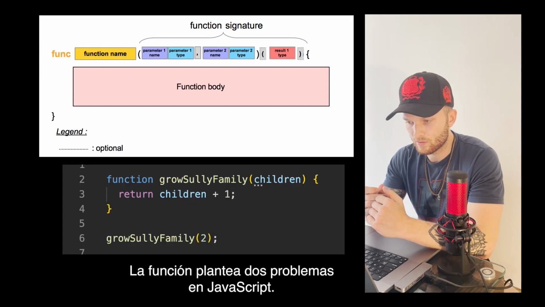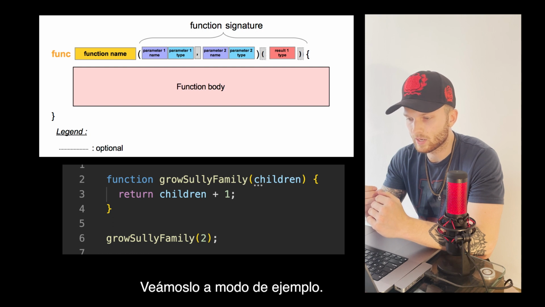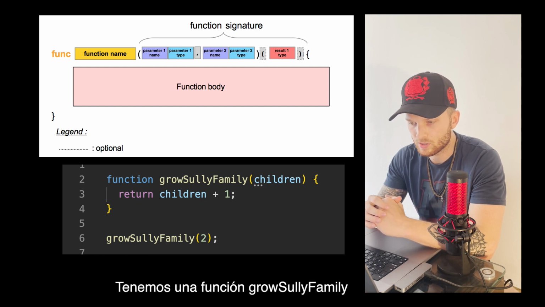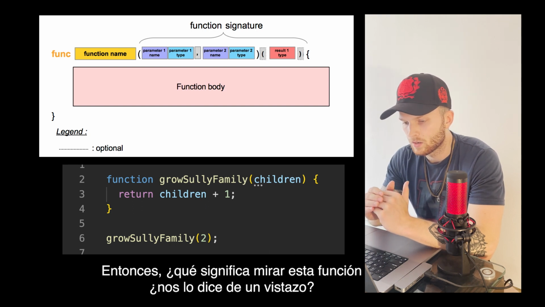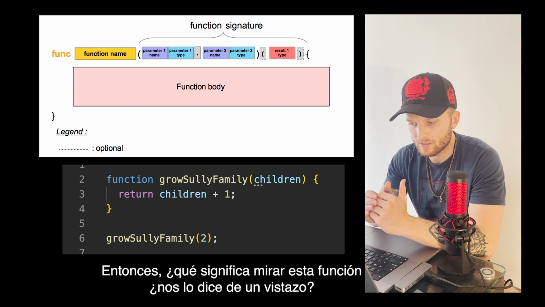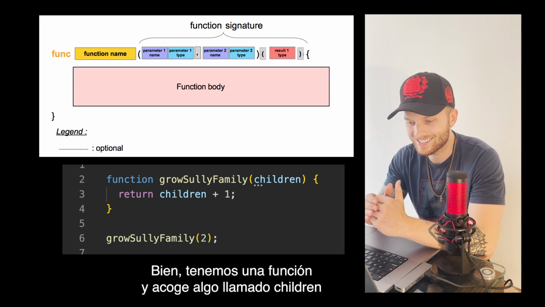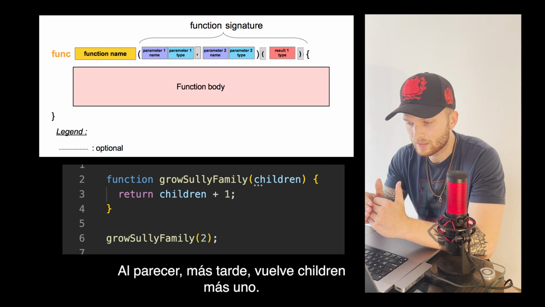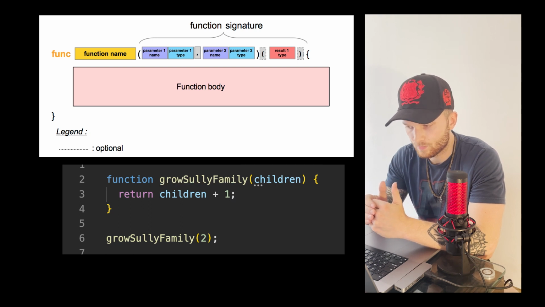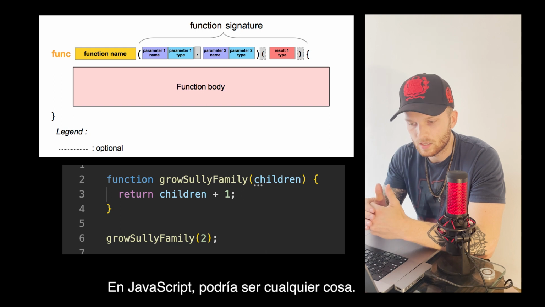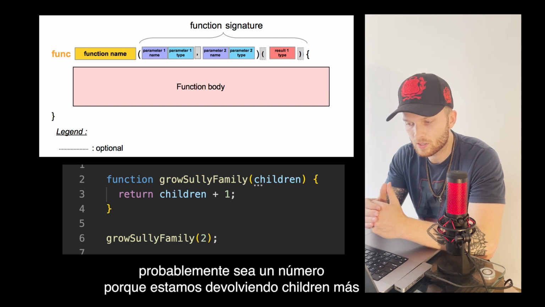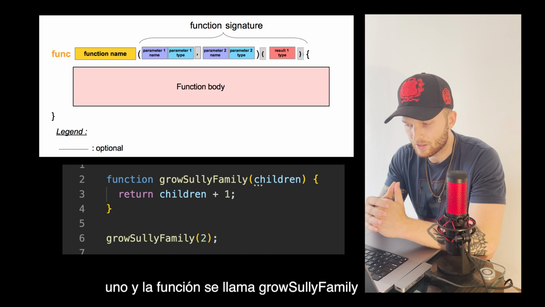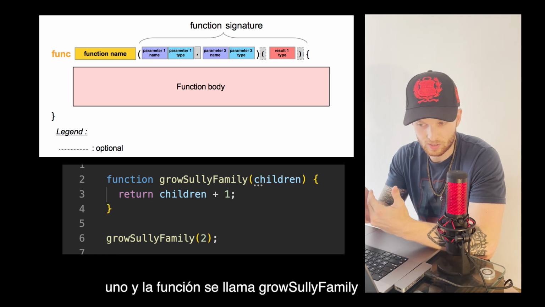There are two issues with function signatures in JavaScript. Let's take a look at this as an example. We have a function growSullyFamily, taking in children and returning children plus 1. So what does looking at this function tell us at a glance? Well, we have a function and it takes in something called children. Apparently later on it returns children plus 1. But what is children? In JavaScript it could be anything. However, by reading the code within the function, we can infer that it's probably a number because we are returning children plus 1, and the function is called growSullyFamily.